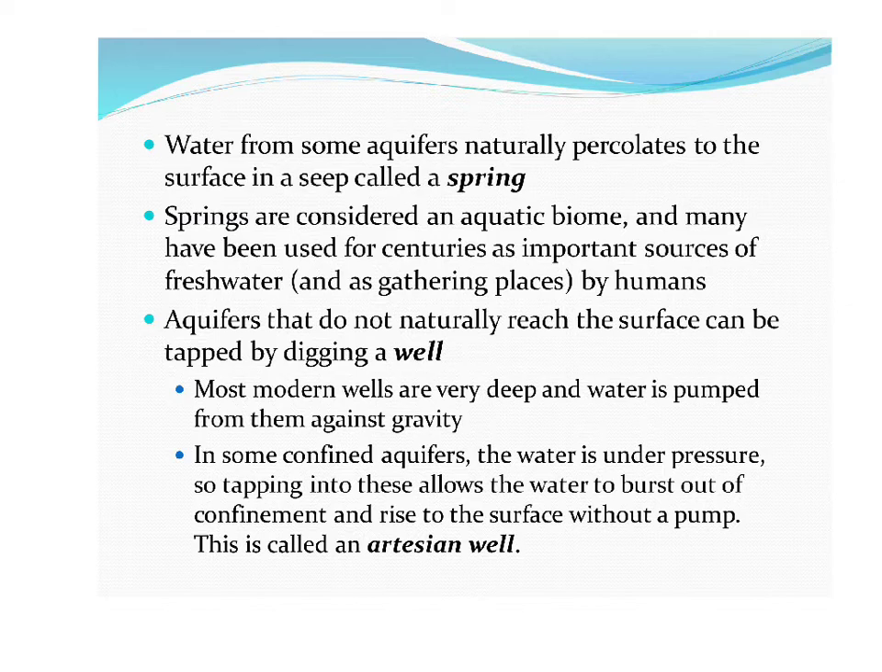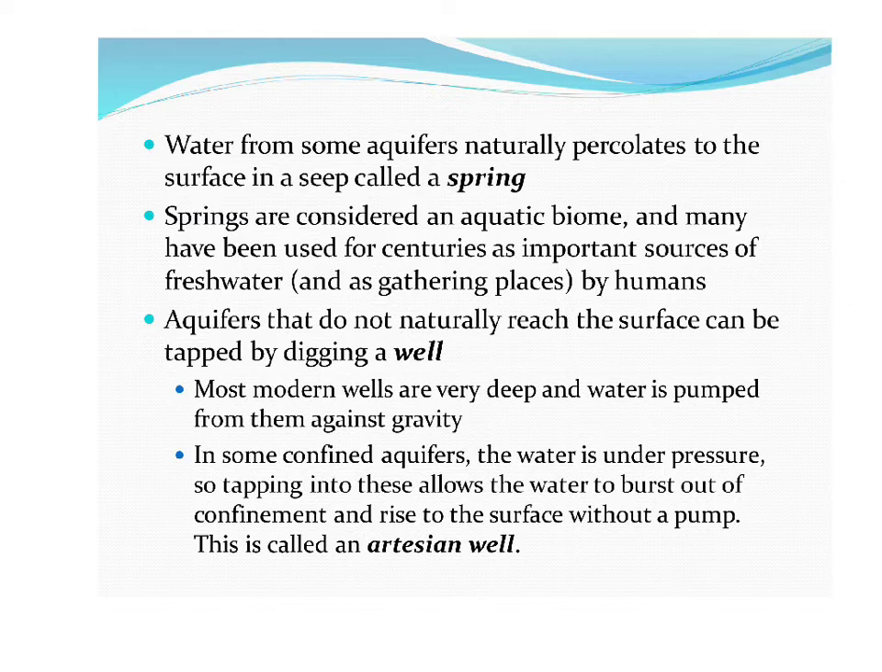So aquifers that do not naturally reach the surface can be tapped by digging a well. Modern water wells are very deep, and water is pumped out of them against gravity. You put a pipe down there and water is basically sucked up. It's pumped up. In some confined aquifers, the water is under pressure, and I mentioned this before. So tapping into the confined aquifers allows the water to burst out of confinement and rise to the surface without a pump. This is called an artesian well.